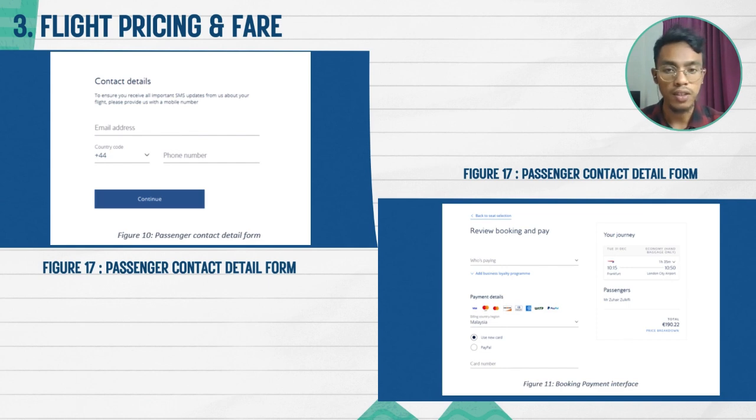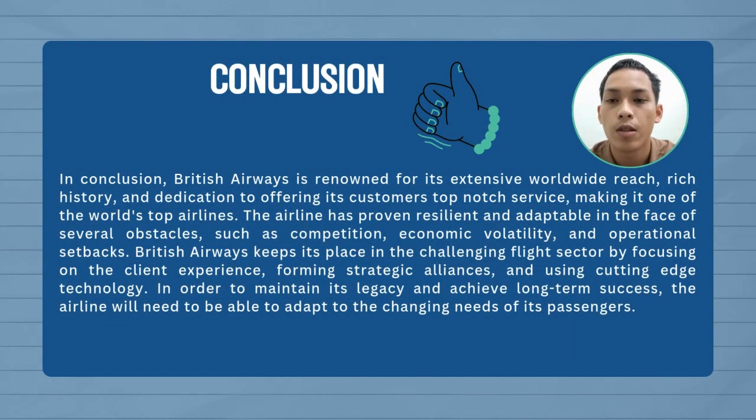Now moving on, after entering the passenger detail form, users are required to enter the passenger contact detail form before continuing with the process. And then the user will encounter the booking payment interface at the last of the process. This is where users are required to make the payment using a variety of payment options like credit card or bank transfer.